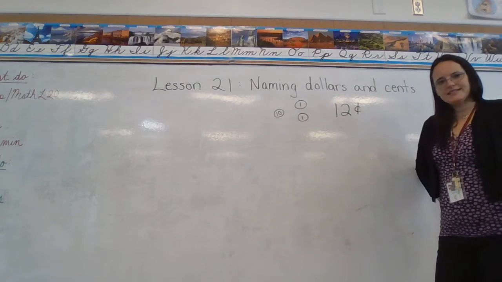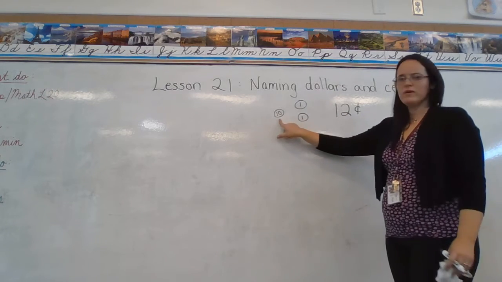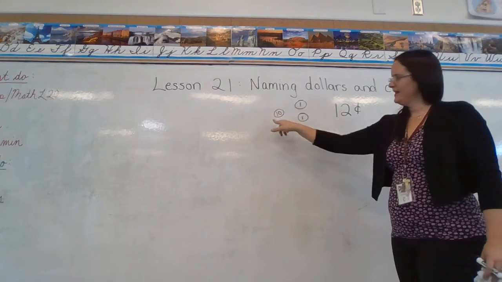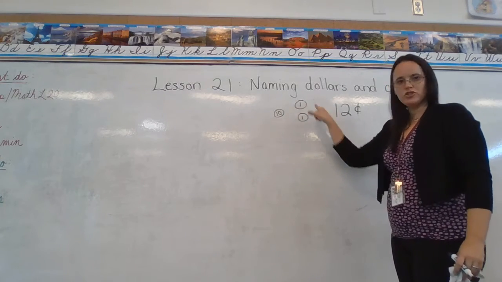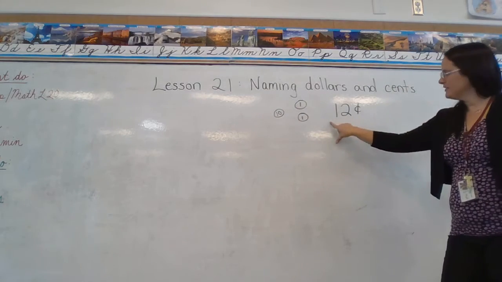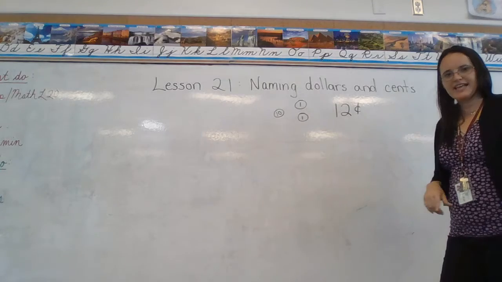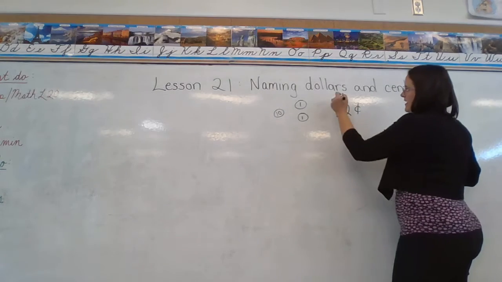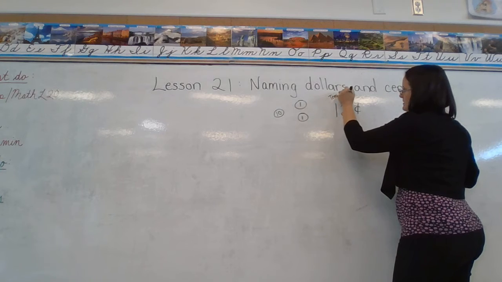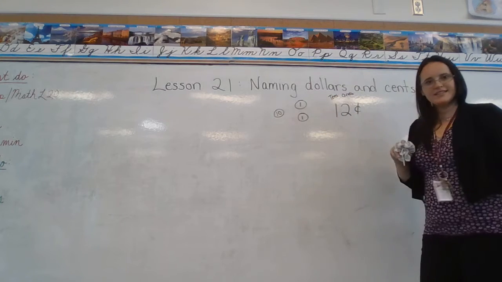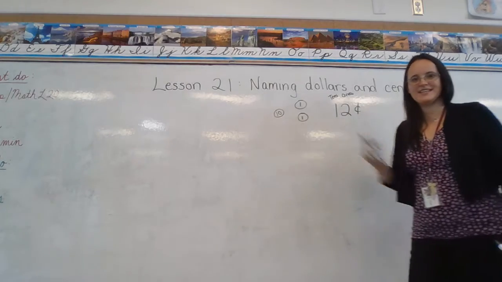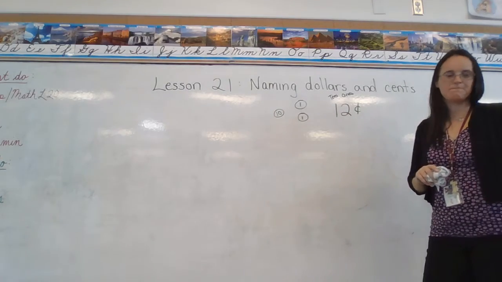Well, this is interesting. Look at my coins. I have 1 dime or 1 10, and I have 2 pennies or 2 ones. And look at my digits here, 12 cents. Notice how if I split it up, this would be the tens place and this would be the ones place. Isn't that interesting how the number looks like the coins that describe this amount of money?